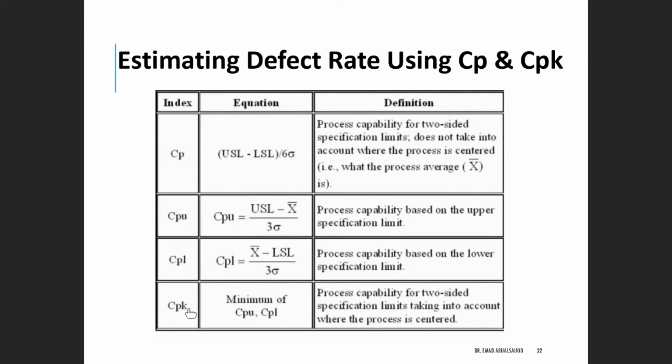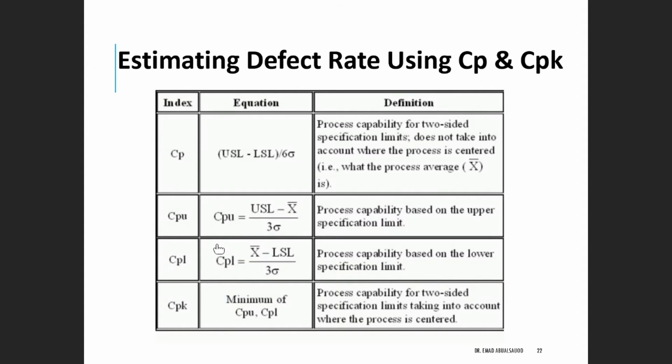The CPK will be the minimum of the CPU and the CPL. For the CPU, you subtract the mean from the upper specification limit, divided by 3 standard deviations. For the CPL, you subtract the lower specification limit from the mean, because the mean would be greater than the lower specification limit, divided by 3 standard deviations. And for the CPK, you take the minimum value of those two.